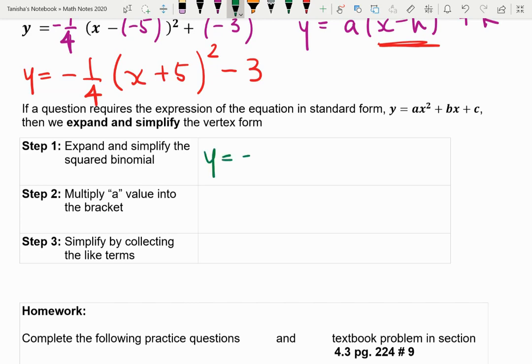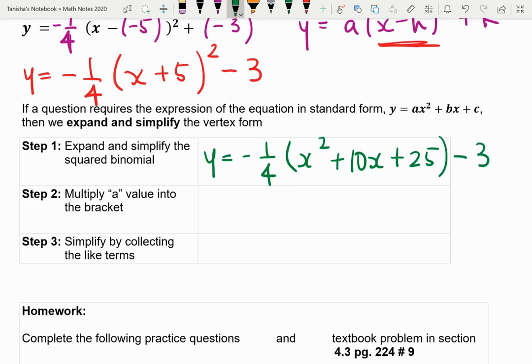So, expand our brackets. y equals negative 1 over 4. And remember from the last unit, we learned that shortcut for squaring a binomial. We square the first term, and then we multiply the two terms inside the bracket. So 5 times x is 5x, and then we times that by 2. So plus 10x, and then plus the square of the last, which is 25, minus 3.